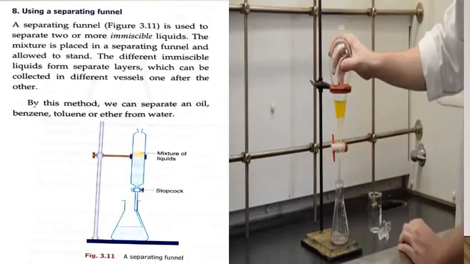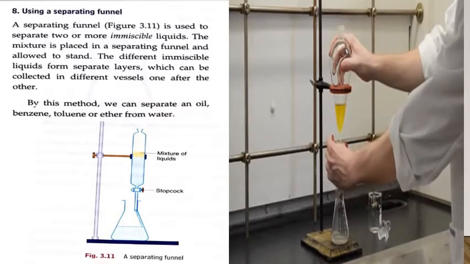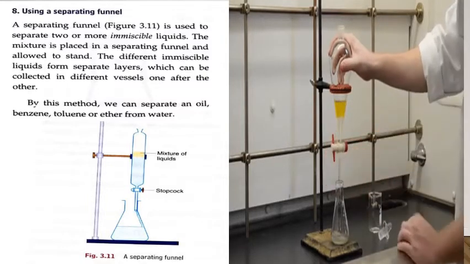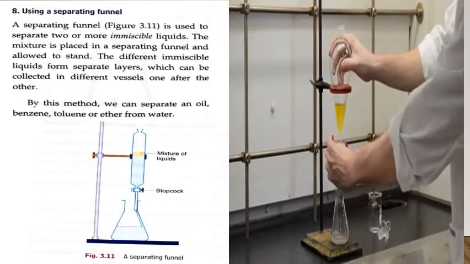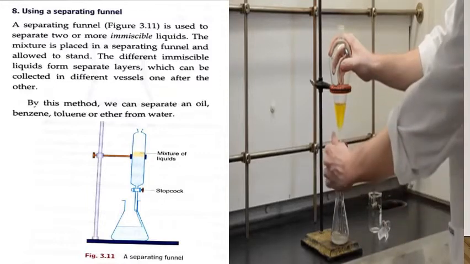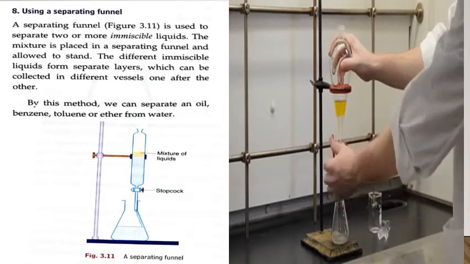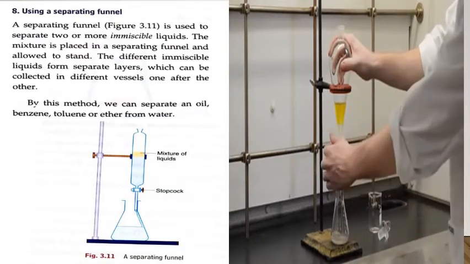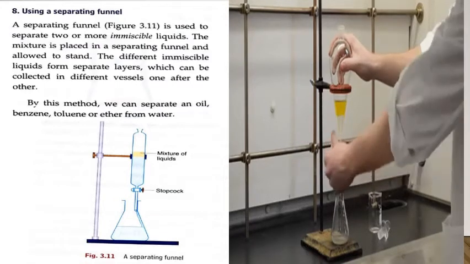So our next method is using a separating funnel. A separating funnel, which image you can see in figure 3.11, is used to separate two or more immiscible liquids, that is, they are not mixing with each other. The mixture is placed in a separating funnel and allowed to stand. The different immiscible liquids form separate layers which can be collected in different vessels one after the other.